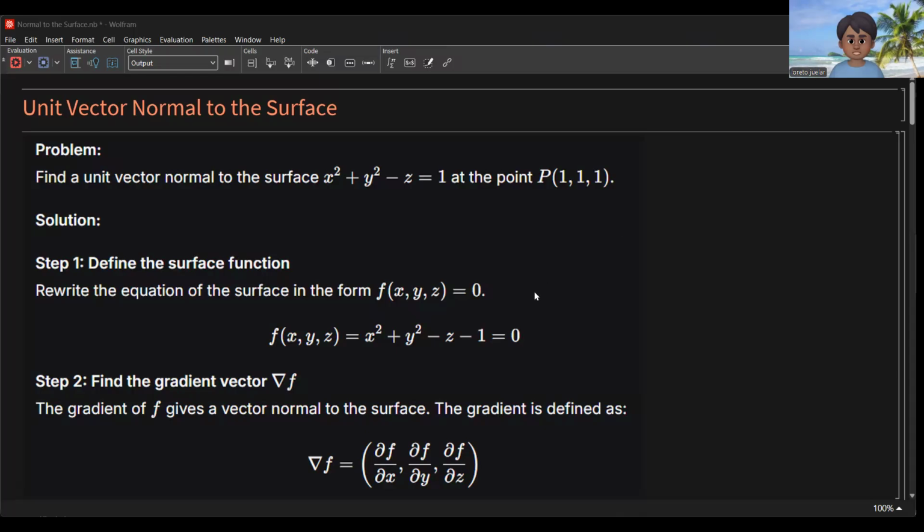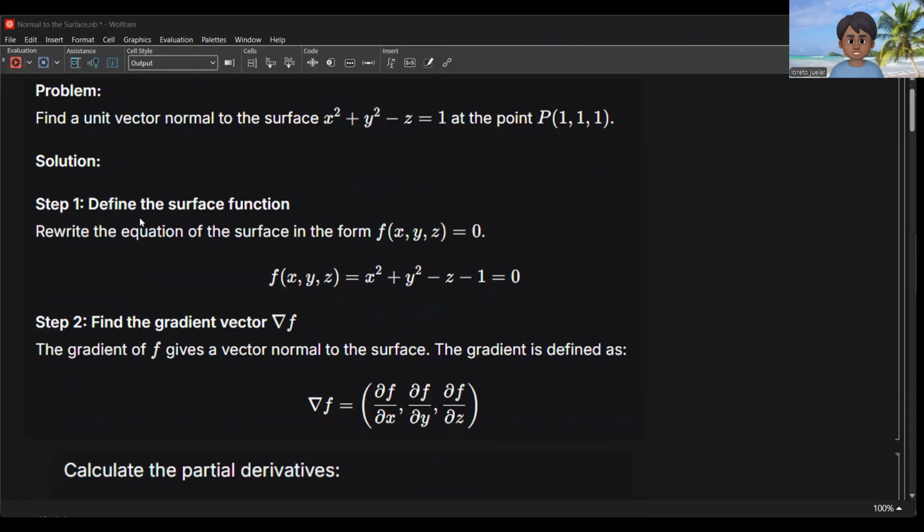Unit vector normal to the surface. So we have a problem here. Find the unit vector normal to the surface x squared plus y squared minus z equals 1 at the point (1, 1, 1). So the solution here is step 1, define the surface function.